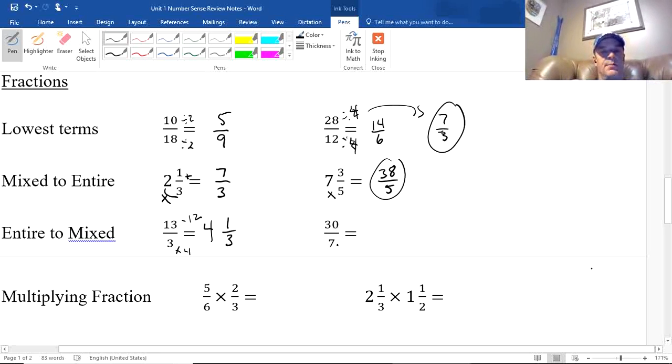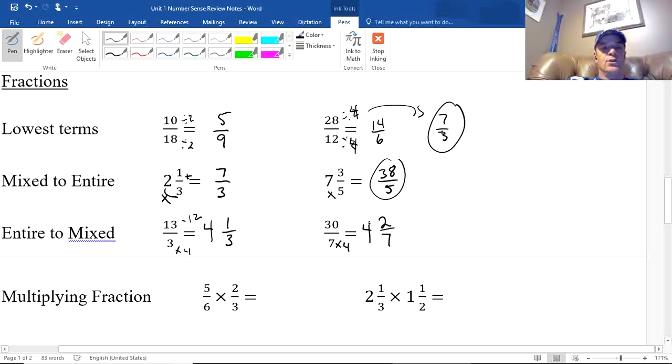This is maybe a little trickier to understand. 7, how many times can 7 go into 30? Well, 7 times 4 is 28. And so we can take 28 units out, which would leave us 2 left over. So we end up with 4 and 2 sevenths.